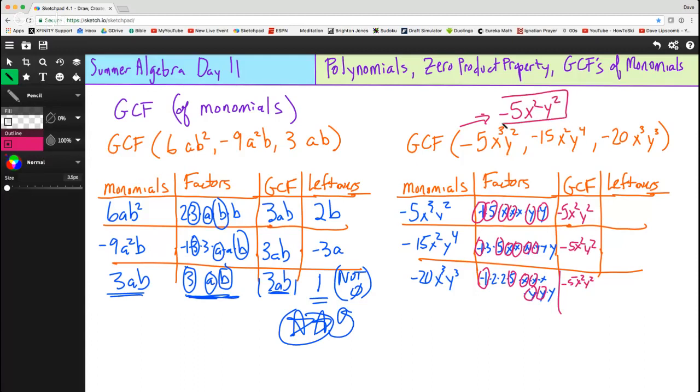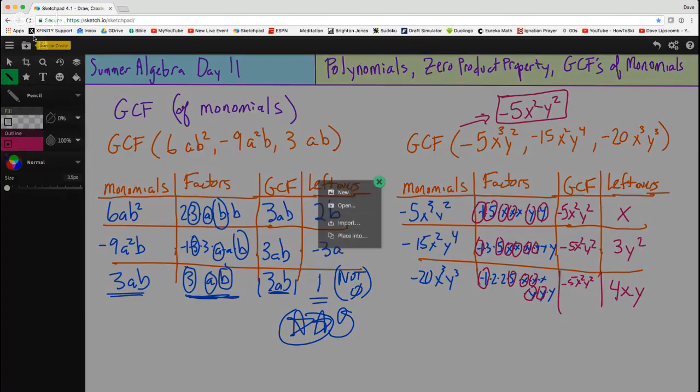And I'm going to write my leftovers because that's important for where we're going later. And so this here, it's just an x is our leftover. Here our leftover is a 3y squared. And here our leftover is 4xy. And there you have it.